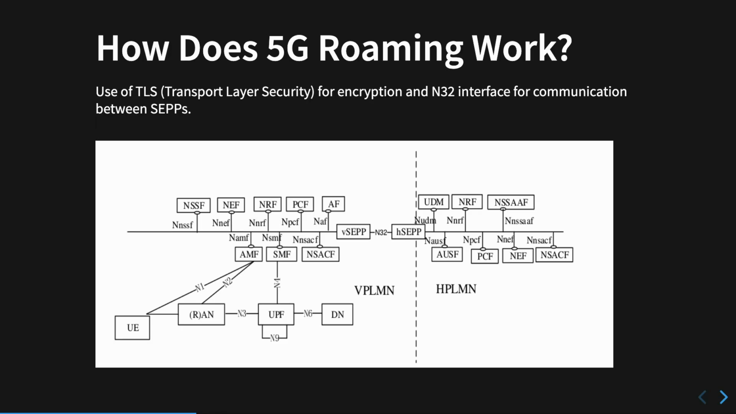And since the N32 interface needs to be secured, TLS is commonly used. Note that in the figure below, the SCP connection is omitted. And the other interfaces except the N32 are often deployed without TLS.